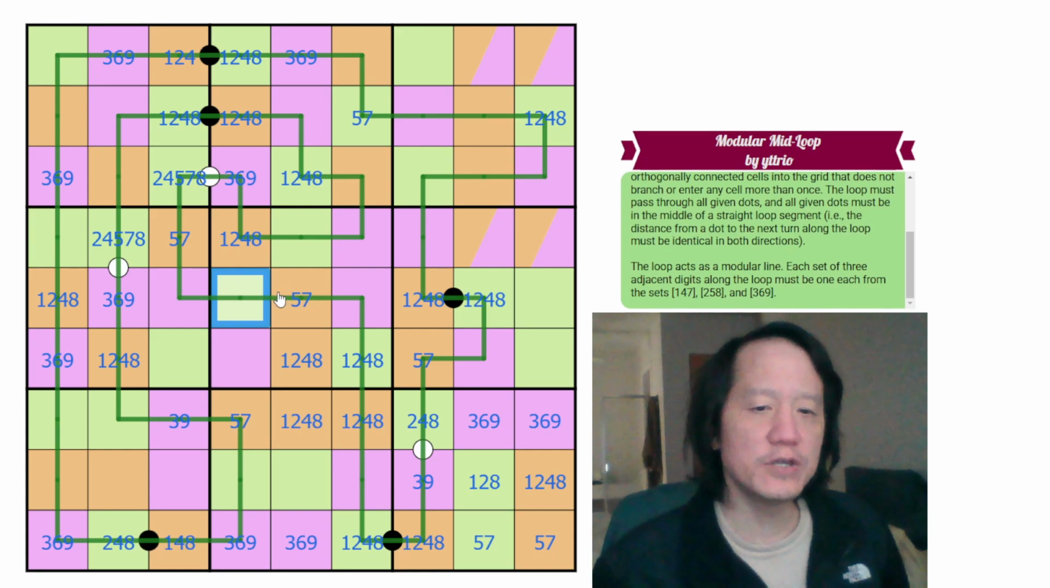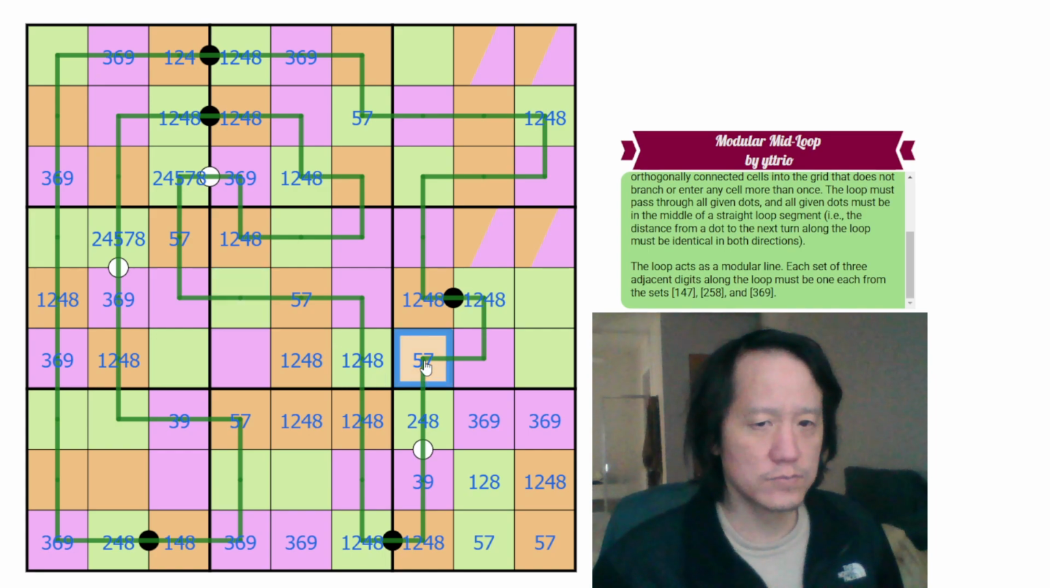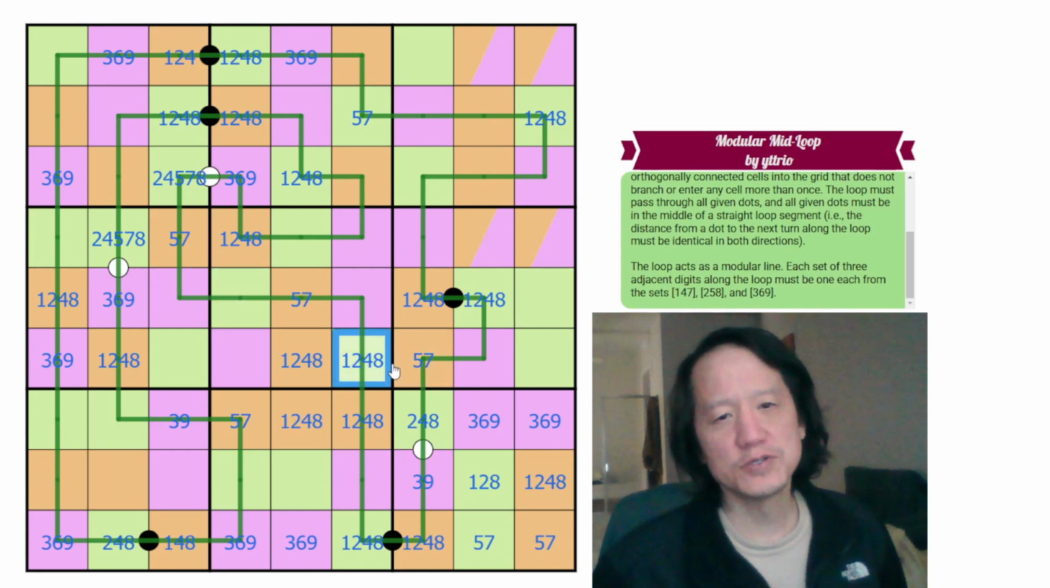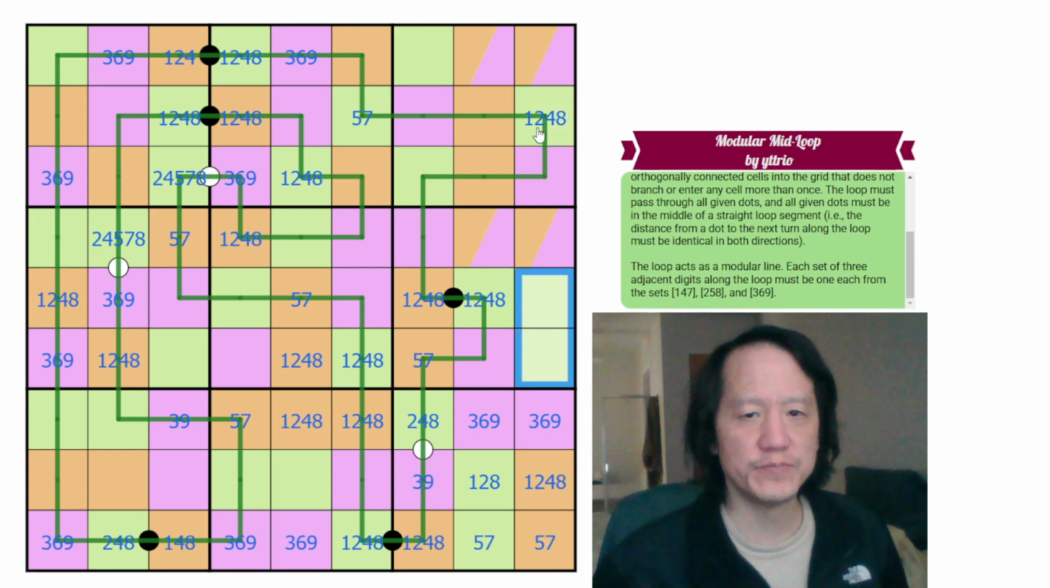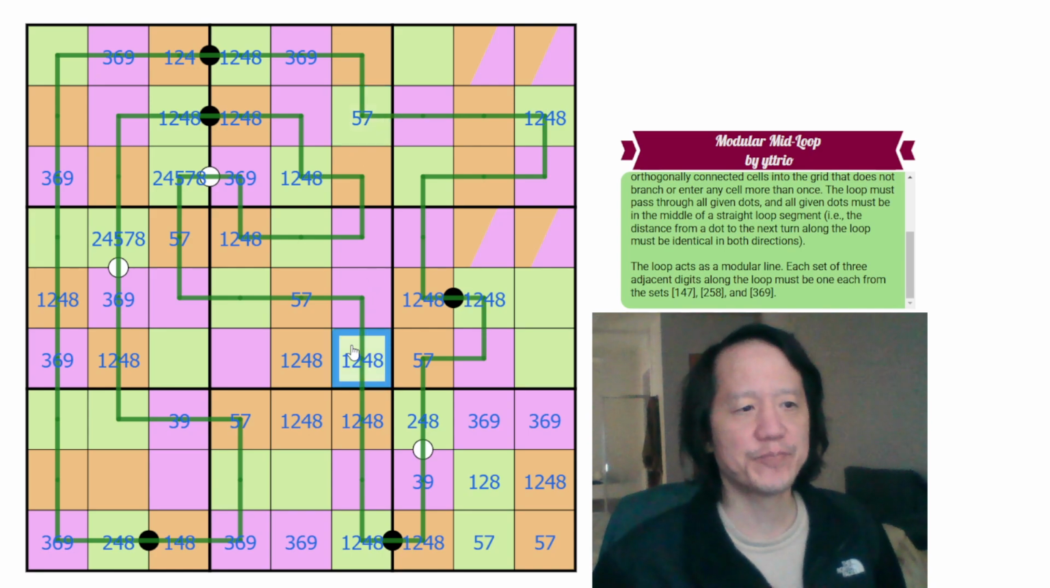Okay, so the only clues we have. How did we know this one was? I think it was because of that one. Yeah, we knew this one couldn't be 5, 7. So this one had to be 1, 2, 4, 8, which made that 5, 7.